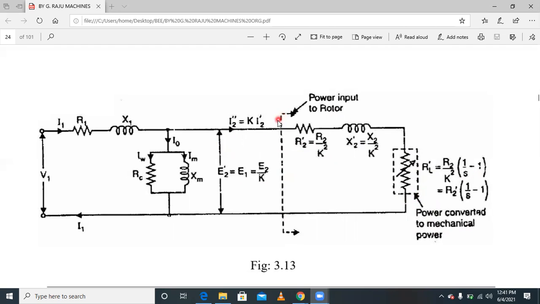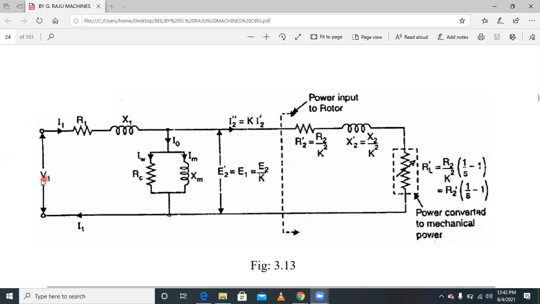Up to here, this is the stator side of a three-phase induction motor. So this is R1, X1. The notations with one are for the stator side, and the notations with two are for the rotor side. This is the rotor side. This is called the rotor input, the power input to the rotor. Up to here is the stator, and the remaining part is called the rotor.